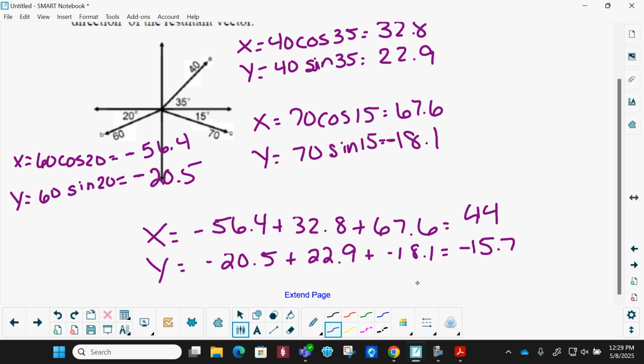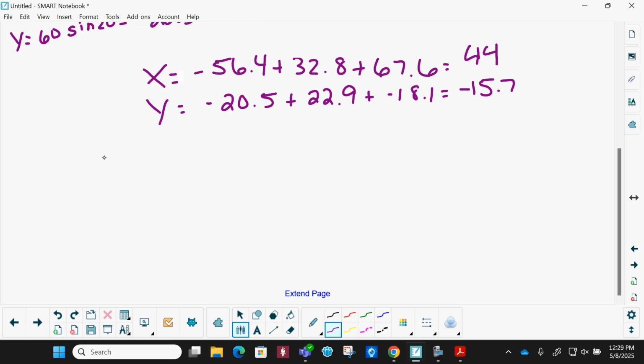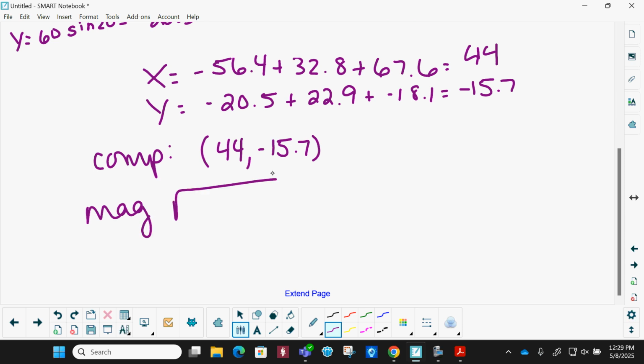So here's my component form. It's going to be 44 and negative 15.7. To find our magnitude, it's like what we did earlier. 44 squared plus a negative 15.7 squared. Do not forget those parentheses. And our magnitude is 46.7.